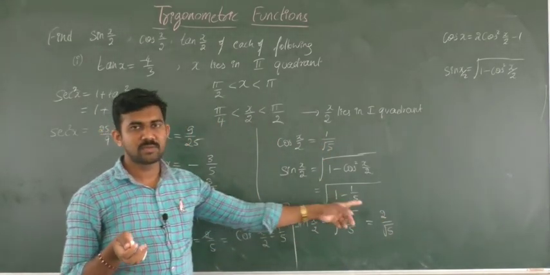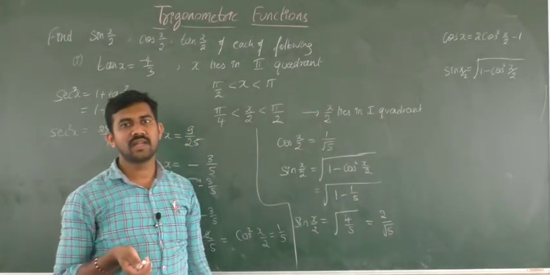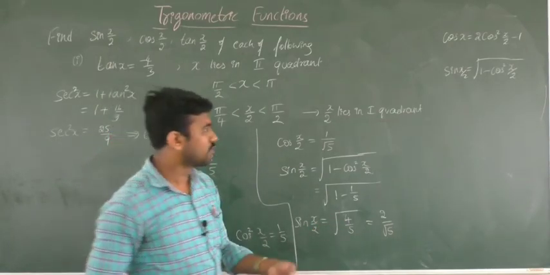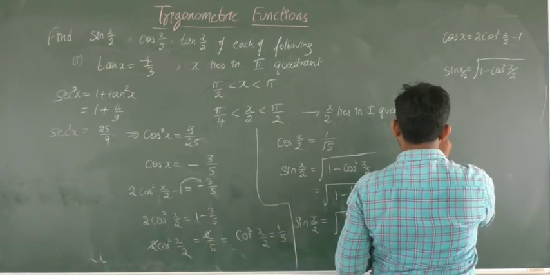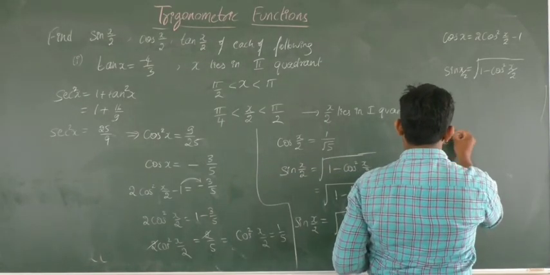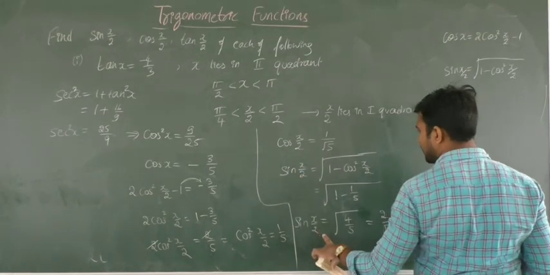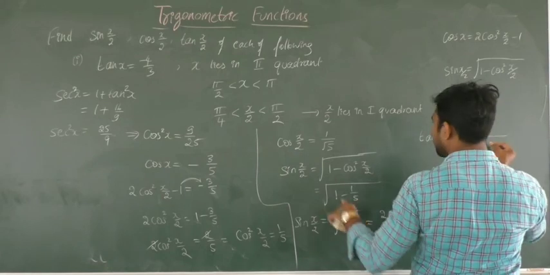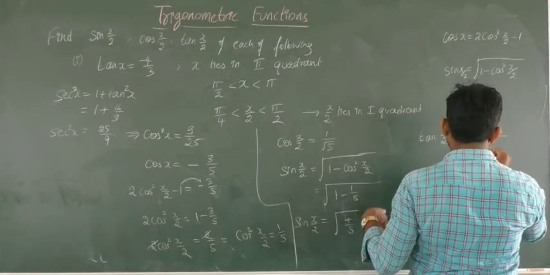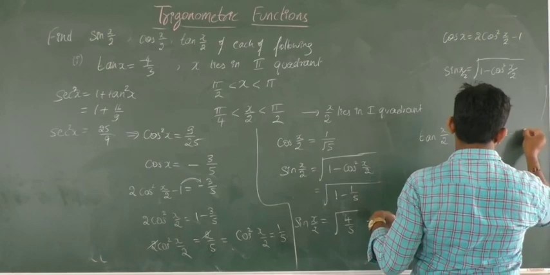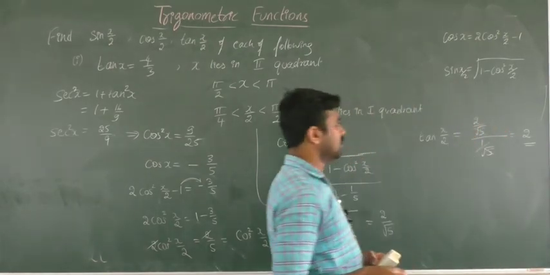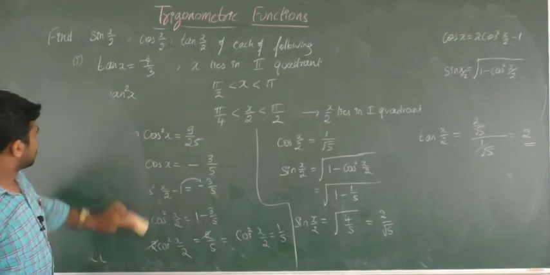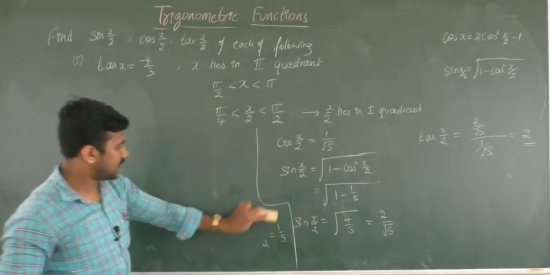And sin x by 2 is positive. Why? Because x by 2 lies in the first quadrant. So sin x by 2 is nothing but 2 by root 5. Now we can find tan x by 2 by using the values of sin x by 2 and cos x by 2. That is 2 by root 5 divided by 1 by root 5. Root 5 cancels, we get 2. Now, we are going to solve the same type of question next.